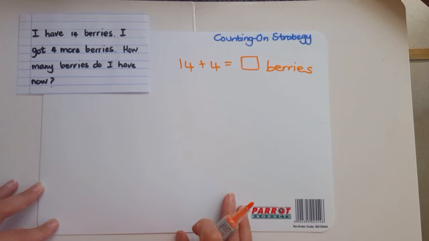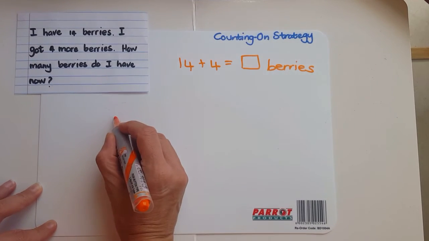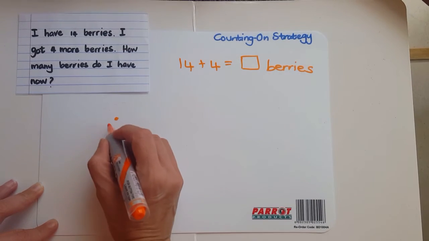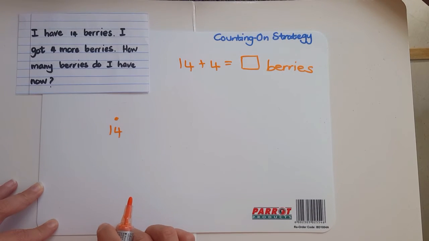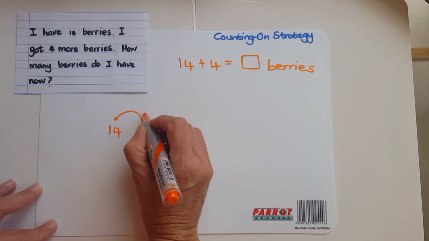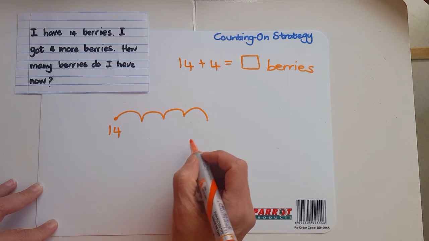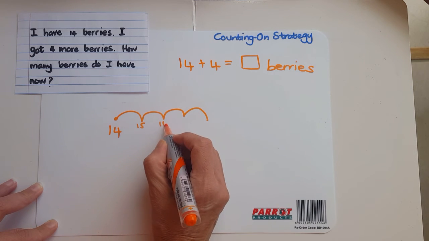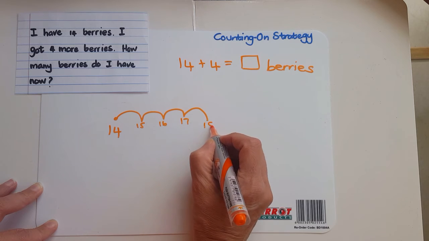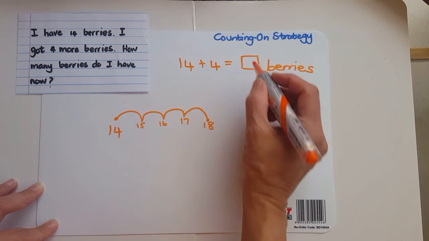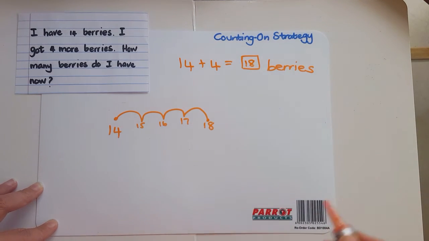Now I'm just going to pretend that I don't have a number line, and I'm going to write down my number, the starting one, which is 14, and I now need to add 4 berries. So it's going to go 1, 2, 3, 4. So 15, 16, 17, 18, and that means I have 18 berries.